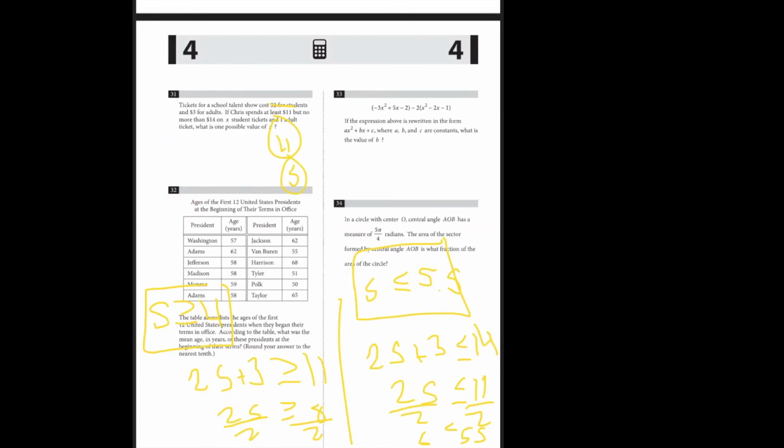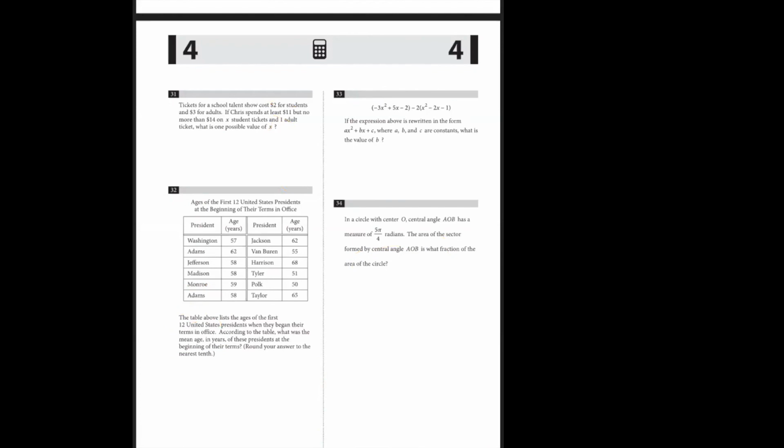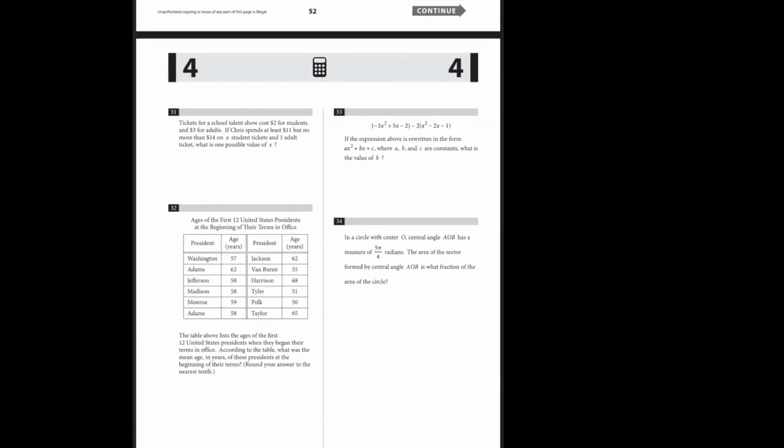So the next one that I want to do is number 33 and then 34. I'm just trying to look at the best problems. Number 32 is just figuring out the average of all those ages. You guys know the average is adding up all the ages and dividing it by the amount of people that are there. It just tells us that it's 12, so we already know that. So let's look at number 33. It says, if the expression above is rewritten in the traditional polynomial form, ax squared plus bx plus c, where a, b, and c are constants, what is the value of b?